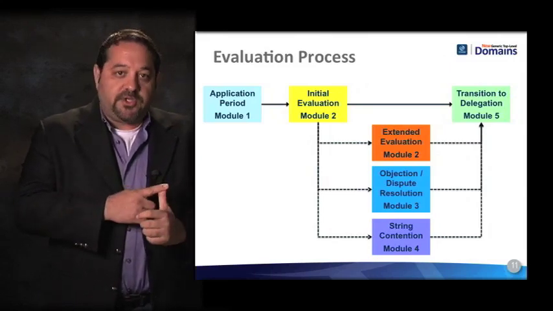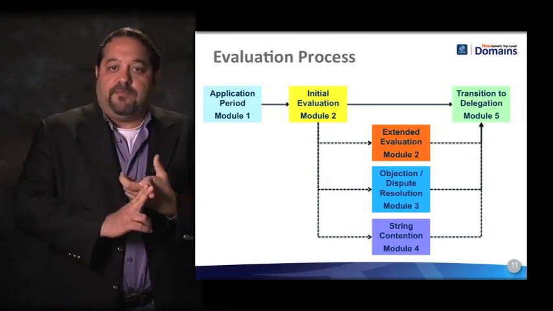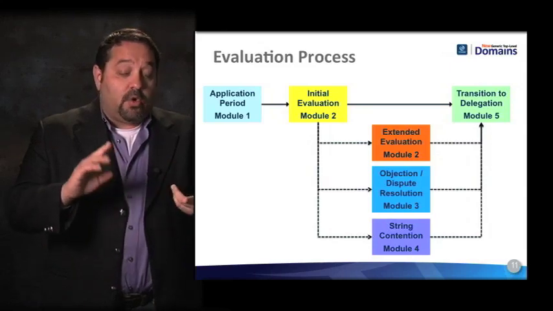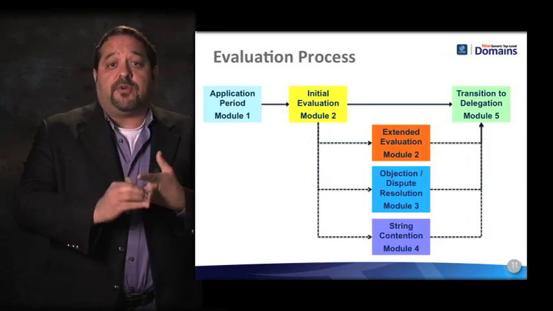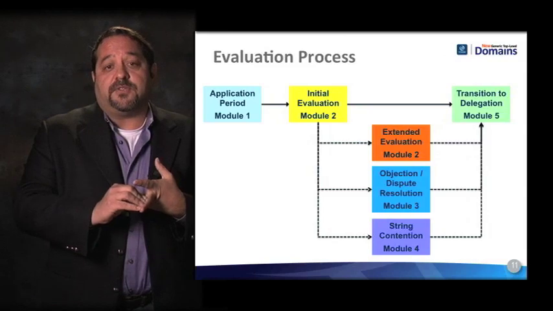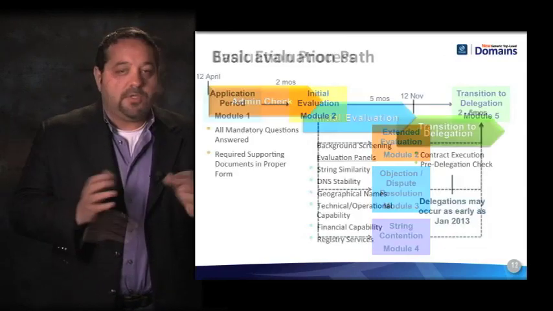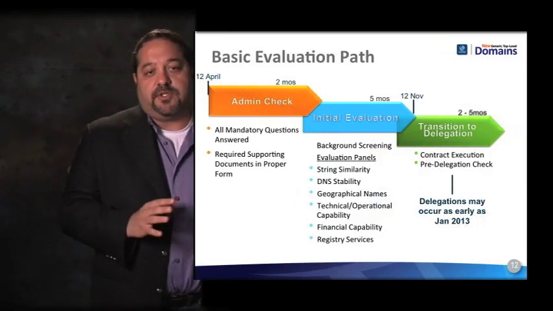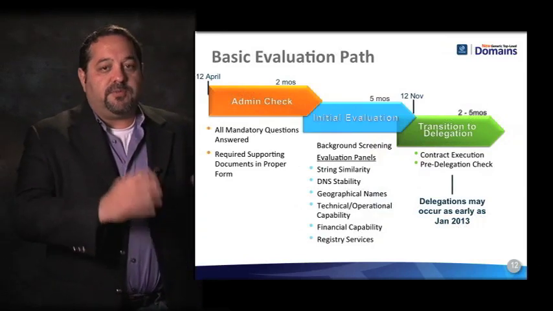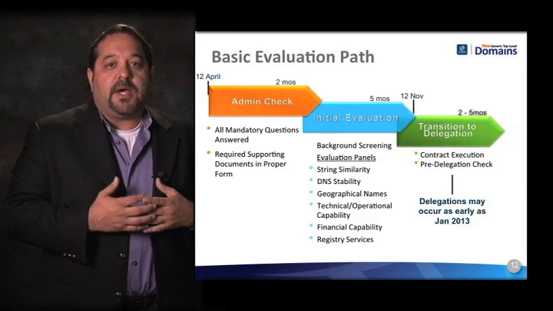You could have an objection filed. Your string could be confusingly similar to another, or perhaps you may not have passed certain panels in the process. So there are side steps, and we'll walk through that a little bit further. So again, let's go back to this basic evaluation path. You'll submit your application. It'll be received by the 12th of April.